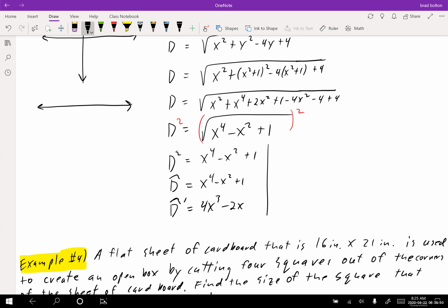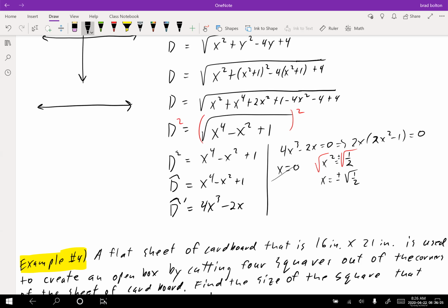So we're going to set 4x cubed minus 2x equal to 0, but that's really 2x times 2x squared minus 1 equals 0. So then we have x equals 0, and we have x squared equals positive 1/2. I just took this and I set it equal to 0. Now we square root both sides, and we get a plus or minus. So now we have x equals plus or minus the square root of 1/2. And why am I not going to use 0? Why am I going to say this one doesn't really count for us?